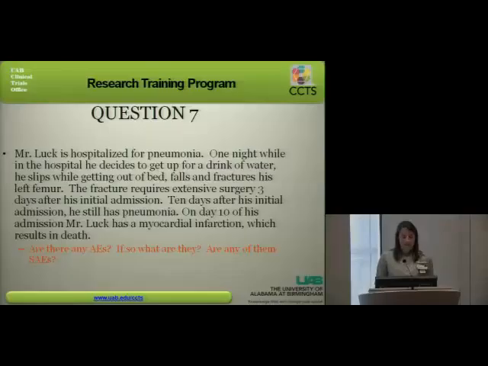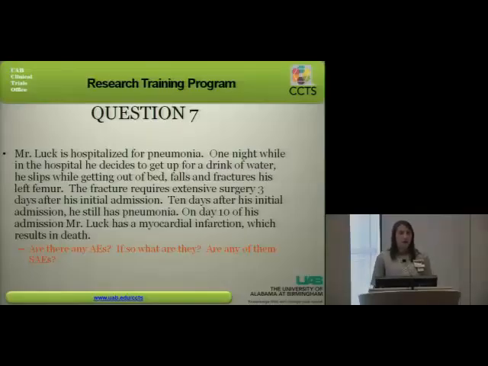Our next example. Mr. Luck is hospitalized for pneumonia. One night while in the hospital, he decides to get up for a drink of water. He slips while getting out of bed, falls, and fractures his left femur. The fracture requires extensive surgery 3 days after his initial admission. 10 days after his initial admission, he still has pneumonia. On day 10 of his admission, Mr. Luck has a myocardial infarction, which results in death. So are there any adverse events? If so, what are they? And are any of these considered serious adverse events?